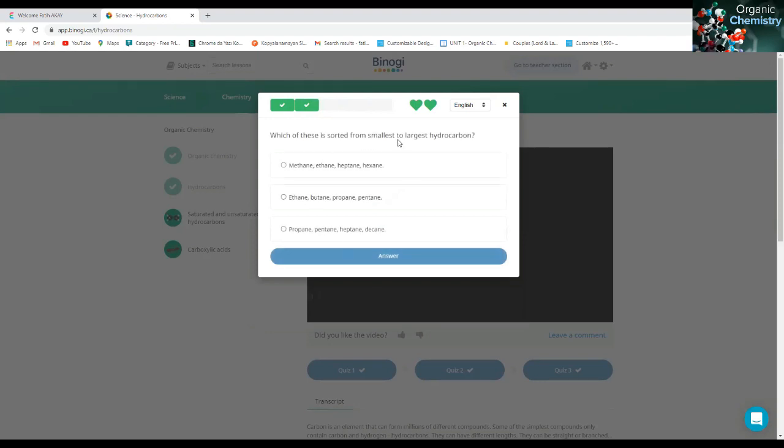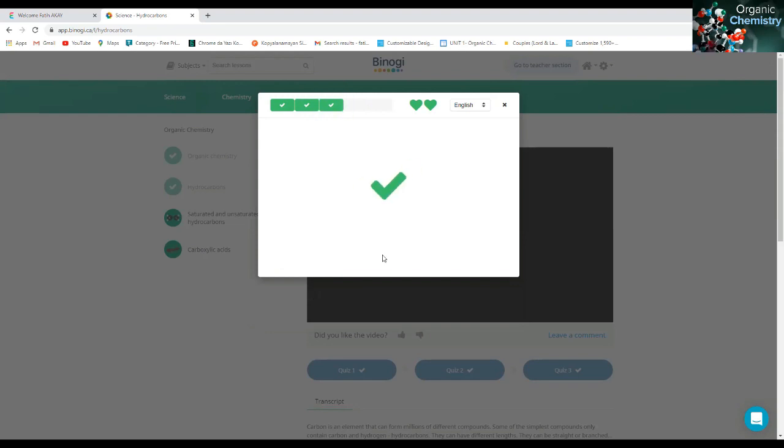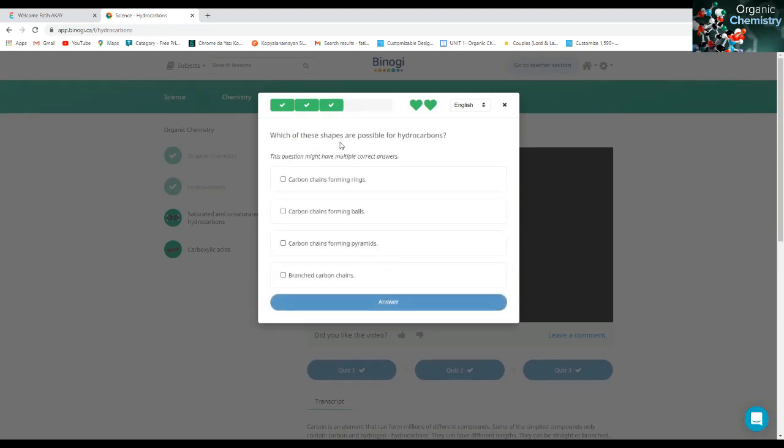Which of these sorts from smallest to largest hydrocarbon? Methane, ethane, propane, butane, pentane, hexane, heptane, decane. Which of these shapes are possible for hydrocarbons? Remember, they can be formed as straight chain, branch chain, or in ring formation, a carbon chain forming the ring. That's right. And it can be branched carbon chains.